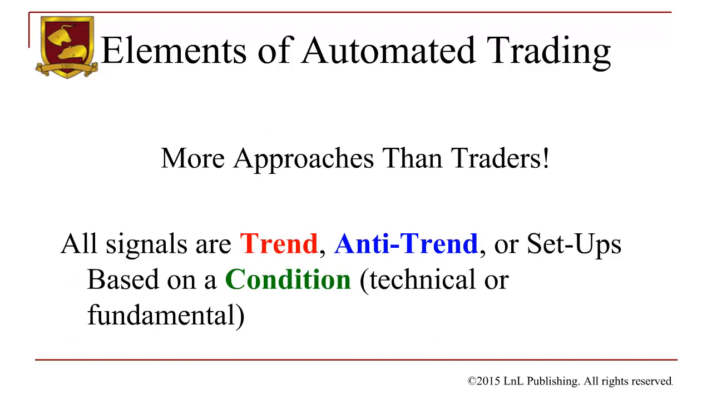So, elements of automated trading. There are probably more approaches than there are traders, but it really all gets down to a couple of things. There are only really three types of ways of trading the market: trend, anti-trend, mean reversion if you will, or conditions set up markets. I'm going to buy a market because of commitment of traders, because there's a cyclical low, some condition. But those are really my stuff or anybody's stuff. It's really going to get down to one of those things.